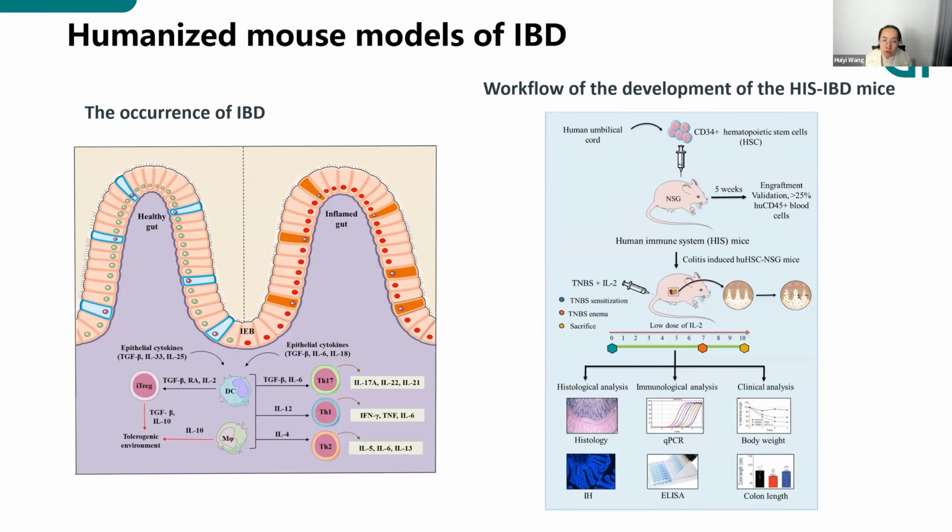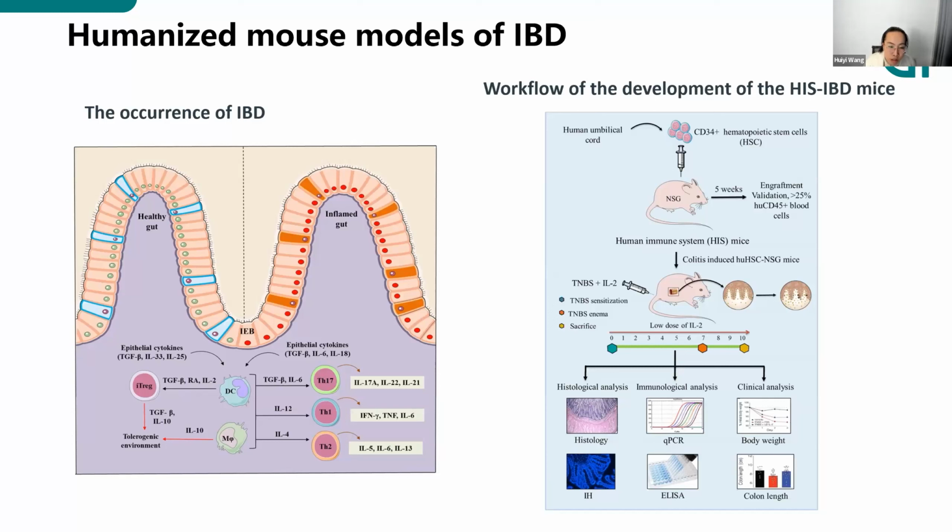The workflow to develop the His IBD mouse is that we will firstly construct the His mouse models, which engraft CD34 positive hematopoietic stem cells into the irradiated highly immune deficient mouse models like NCG or NSG. And we will select the successfully reconstituted mouse models to induce the IBD mouse models.